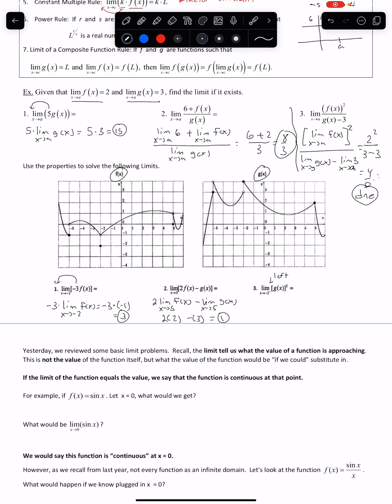We know that because of that minus sign from yesterday. So this is going to become the limit as x approaches negative 2 from the left of g of x, and then we're just going to square that whole thing. g of x is on the left. g of x we said is approaching 3, so we get 3 squared, which is 9.